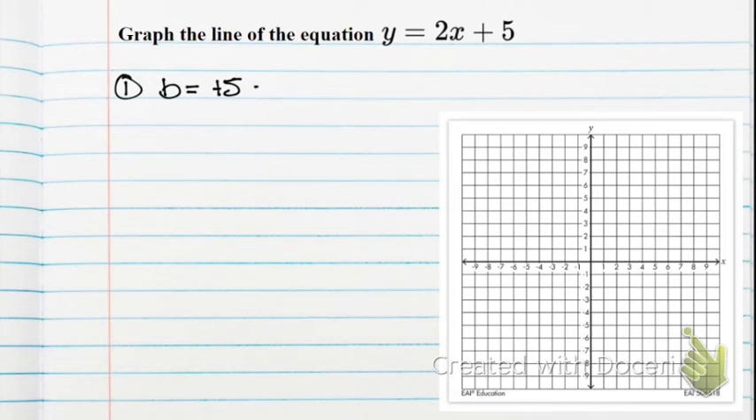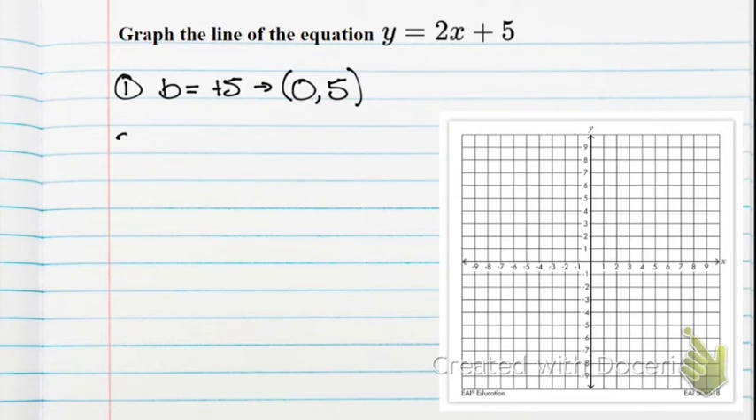Now we can take that positive 5 and change it to an ordered pair. That will help us graph it easier. So the ordered pair will always start with a 0, and then our y-intercept will be next because that's where it crosses your y-axis. So this ordered pair for our step 1 will be 0, 5.